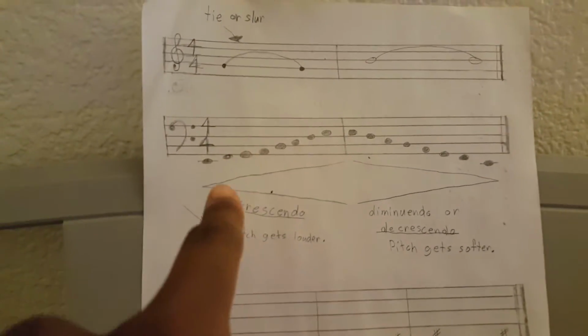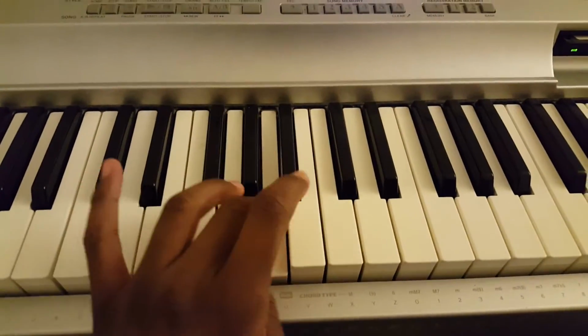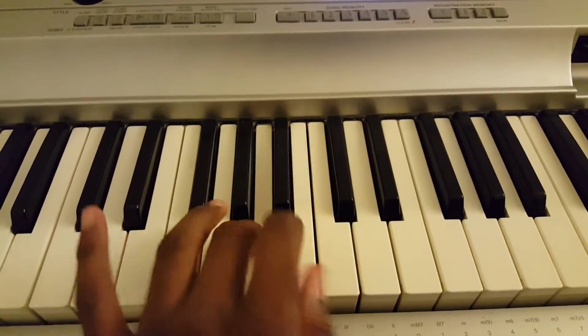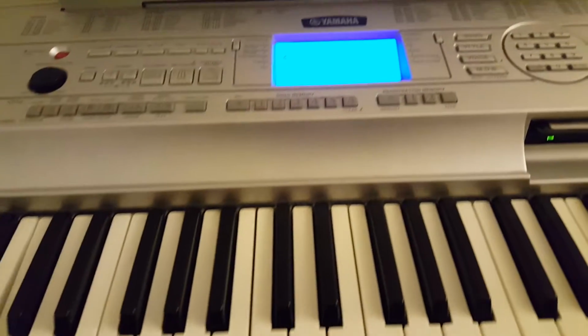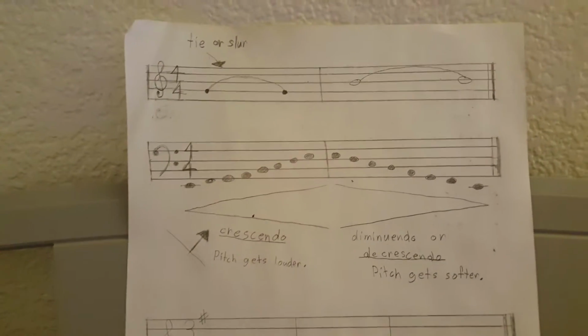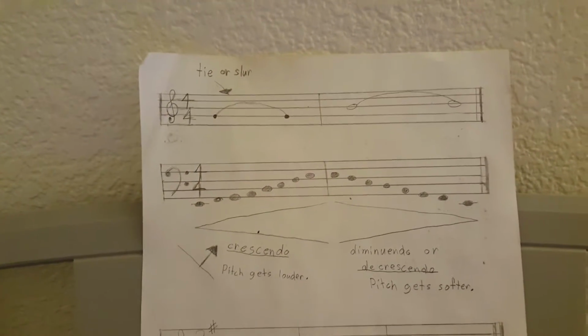So as you play this here, it's going to get louder. And then for decrescendo, once you start, it starts loud and then starts to get softer. Like that. That's pretty much how crescendo and decrescendo and diminuendo and ties and slurs work. So it's something very simple.